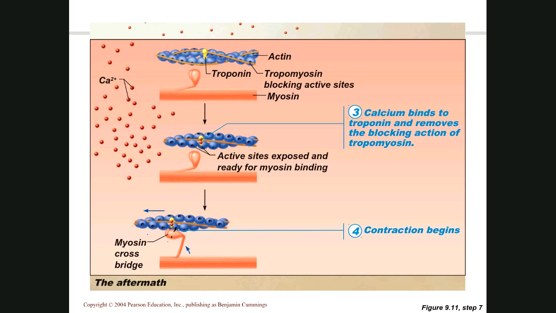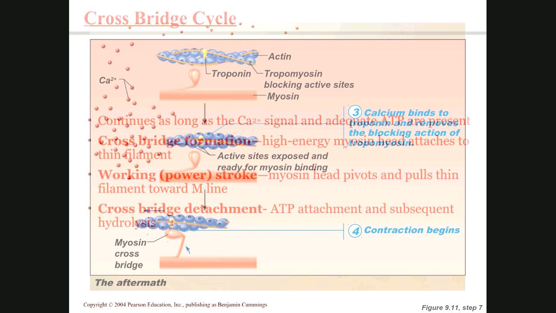Another important point, notice how the formation of the cross bridge does not need ATP. There's no ATP in that picture. You do see calcium ions, but you do not see ATP anywhere. Energy has not been used at all for any of these events. Okay, let's continue. Now we have a cross bridge. Now we are into the contraction part of the cycle.